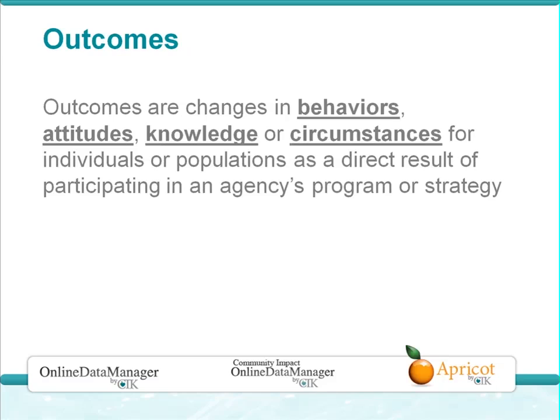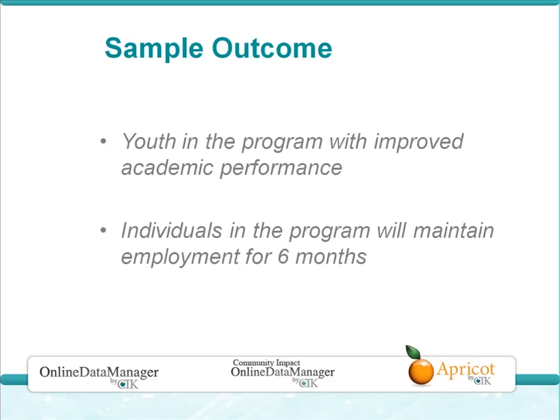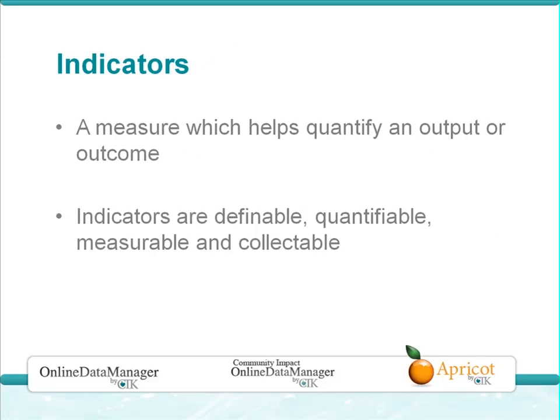And that's because outcomes are changes in behaviors, attitudes, knowledge, or circumstances for individuals or populations as a direct result of participating in an agency's program or in a strategy. So again, outcomes are changes in behaviors, attitudes, knowledge, or circumstances. Samples would be the youth in the program will improve their academic performance, or individuals in the program will maintain employment for 6 months. Indicators are a measure which helps quantify an output or outcome.